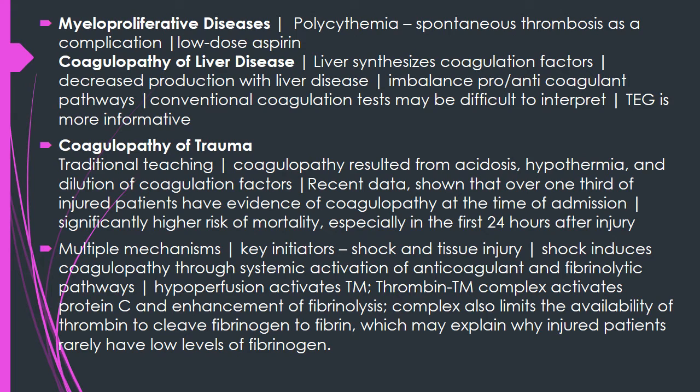When there is hypoperfusion, there is activation of the thrombomodulin, which then activates protein C and protein S, which then deactivates factors 5 and 8. Therefore, now the coagulation cascade has been inhibited. Furthermore, there is activation of the fibrinolytic pathway. Therefore, if ever there is a clot, the clot is getting lysed earlier. On the other hand, the tissue injury causes coagulation. Therefore, when there is a blend of these two, the patient finally ends up having the coagulopathy of trauma.